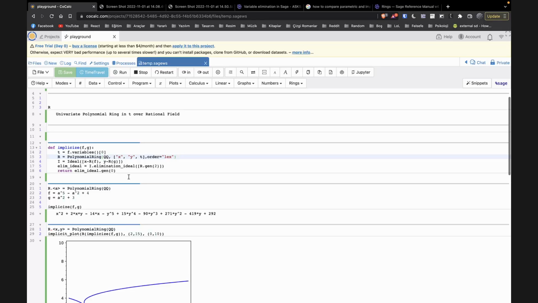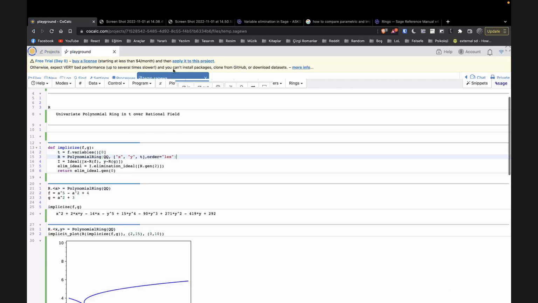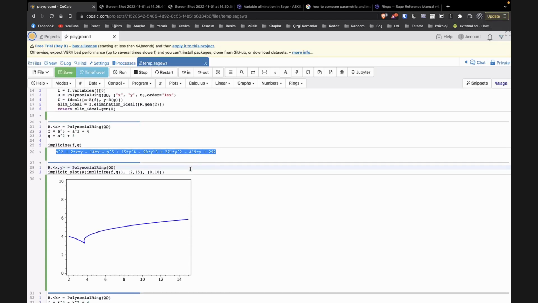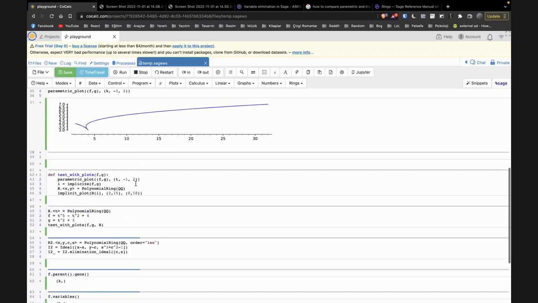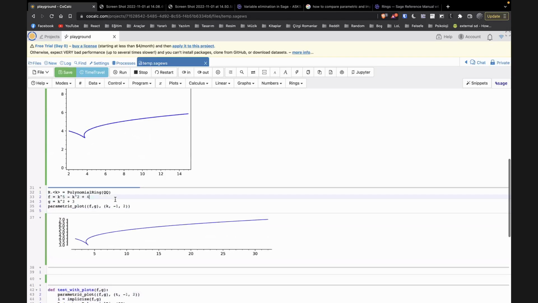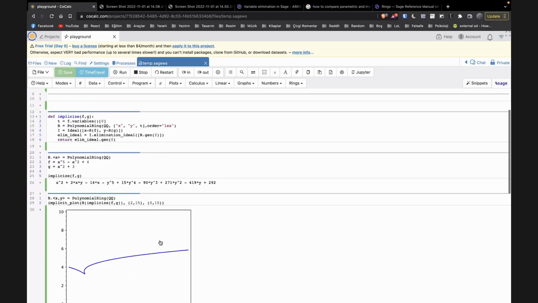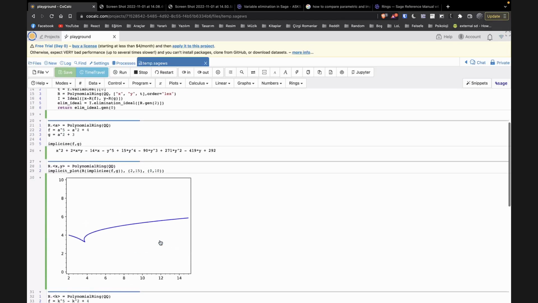Then we eliminate the ideal, and we take the generator of it, and it gives the implicit form. Then we can check if they are equal by plotting them. And this is the plot of the implicit form, and this is the plot of the parametric form. Okay. Questions?